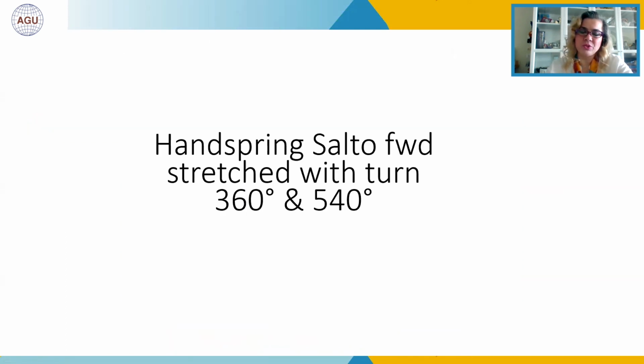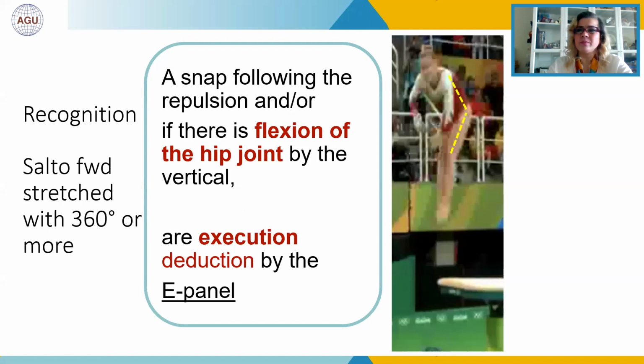Another topic to talk about, another concern, the handspring salto forward stretched now with full turn or more. One turn or more. Let's see what the criteria are. A snap following the repulsion and/or a flexion of the hip joint by the vertical, then we consider it stretched salto, but of course with execution deduction made by the E panel.